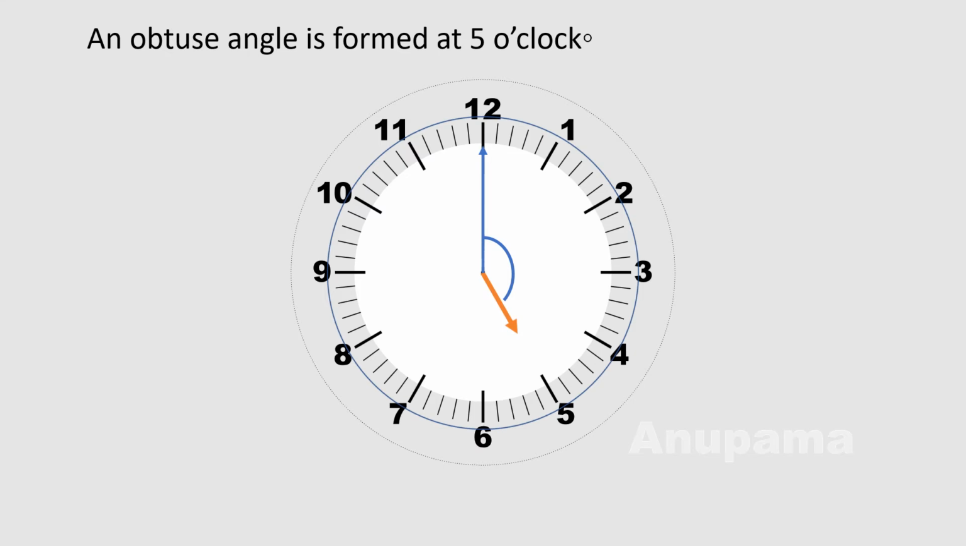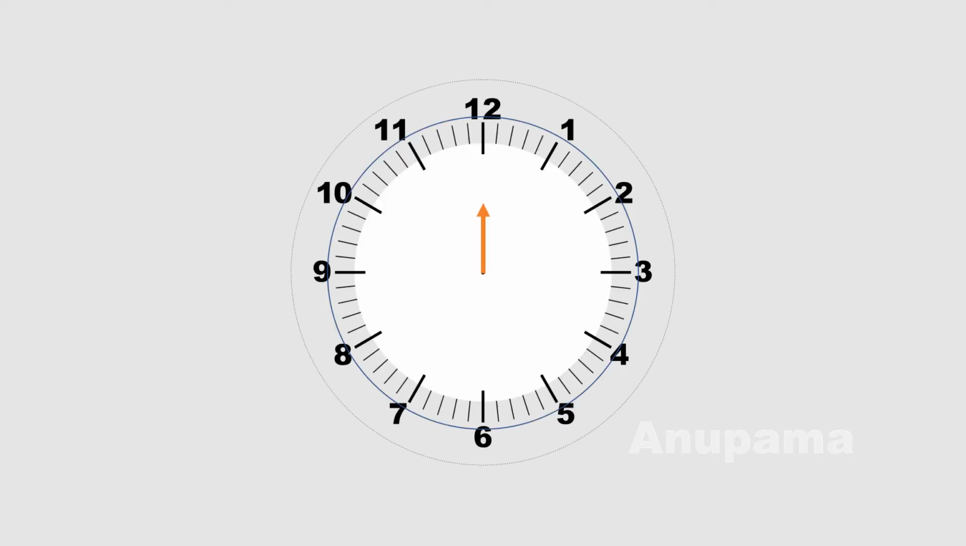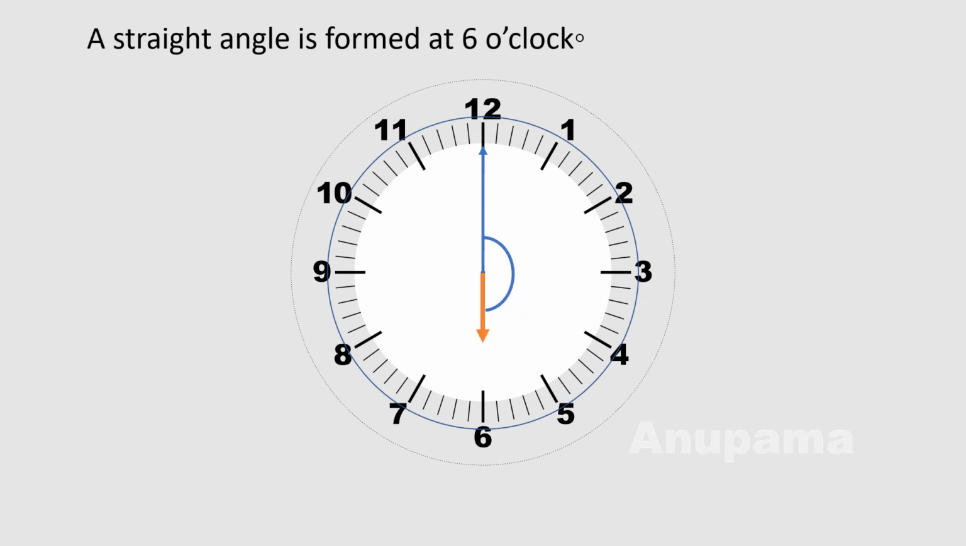If you observe a clock, then you will find when there is 5 o'clock, there is an obtuse angle. Straight angle is an angle whose measure is 180 degree. This is a straight angle of 180 degree. A straight angle is formed when there is 6 o'clock in the clock, like this.